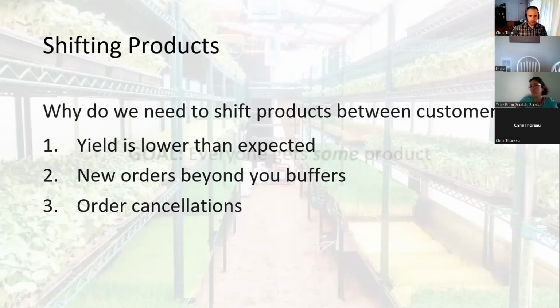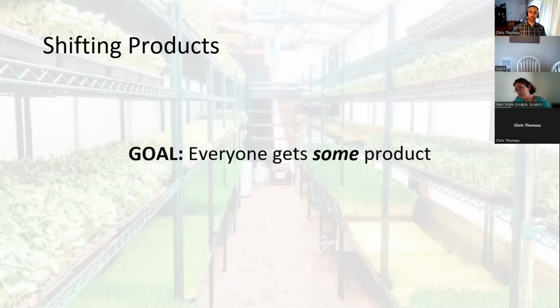The thing here is our goal is that everybody gets some product. Even though we have our existing customers and these new customers that we want to fulfill, and we don't have enough product for all of them, our goal is to get some product to everybody. So I'm going to go to the spreadsheet to show that, because I think it makes a little more sense to do it that way.